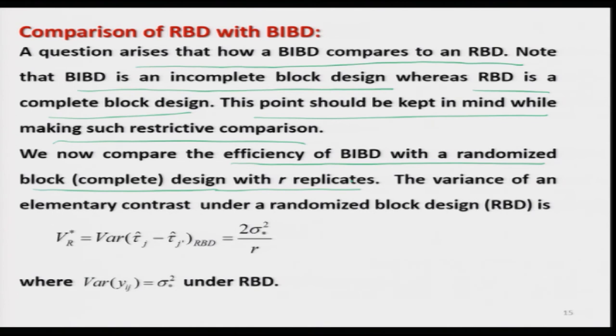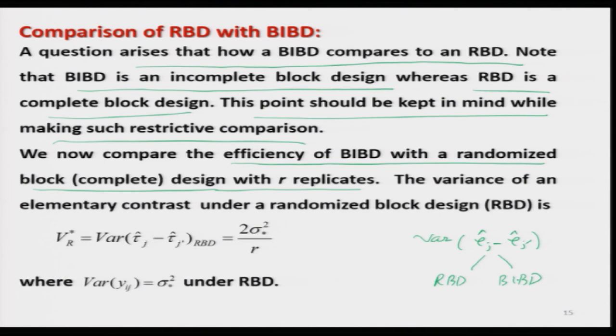Comparison of efficiency means we consider the estimates tau j hat and tau j prime hat, construct an elementary contrast, and find out its variance. We are going to do this exercise in the case of randomized block design and in the case of BIBD. We have actually already done this exercise. If you try to recall, we already obtained the variance of tau j hat minus tau j prime hat in the case of two-way analysis of variance in the complete block design.